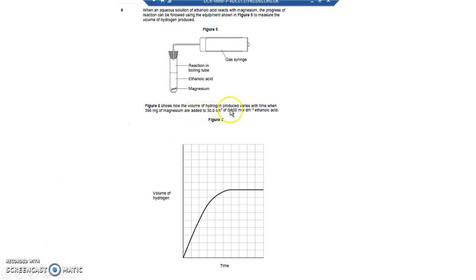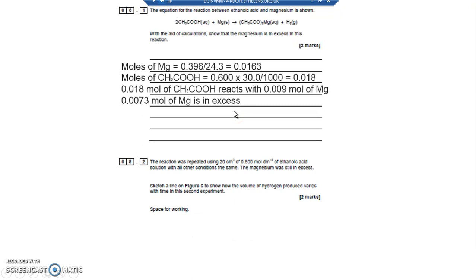Now your next thing to note is you've got a volume. You've got 30 centimeter cubed of 0.6 mole dm to the minus 3 ethanoic acid. You've got a volume and a concentration. Concentration is moles divided by volume, so moles is concentration multiplied by volume. This volume, centimeter cubed, needs to be in decimeter cubed, so going smaller into larger I'm dividing by 1,000, that's 0.03 decimeter cubed. So I'll multiply those two together and I end up with 0.018 moles of ethanoic acid.